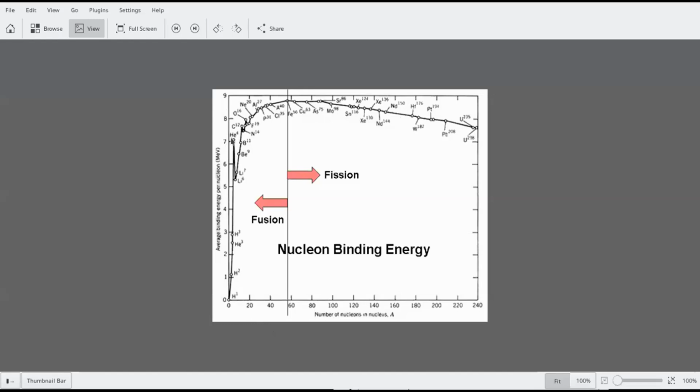That means that in fact you need energy to produce it, and the result is also not well stable.